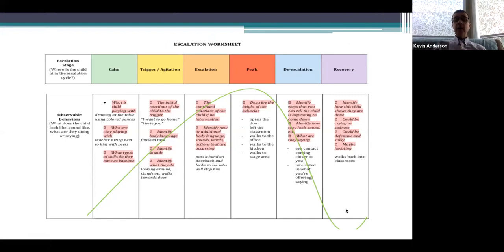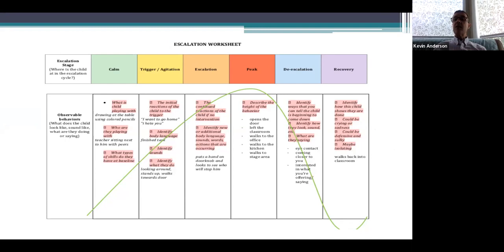What are they doing? When your child is calm, what do they play with? What are they engaged in when they are calm? Are they drawing? Are they listening to music? Can they be sitting next to peers? Who do they play with? What are they playing with? So what kind of skills do they have when they're calm that we can then utilize during our teaching?